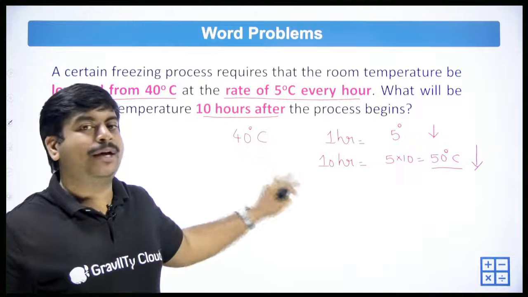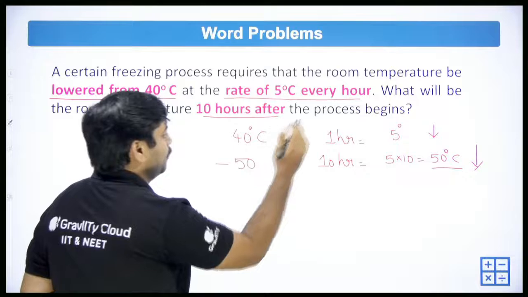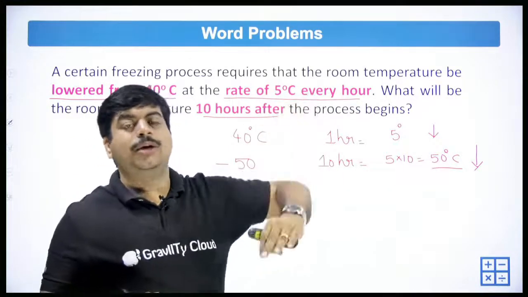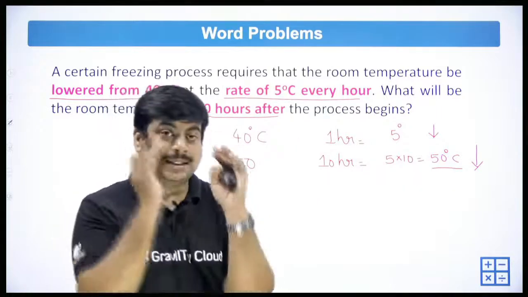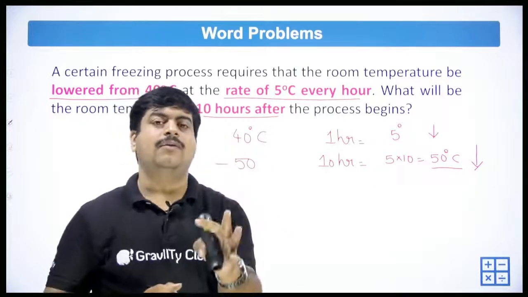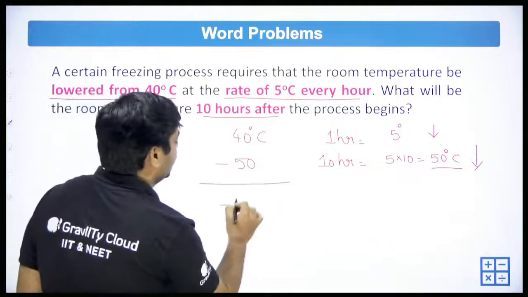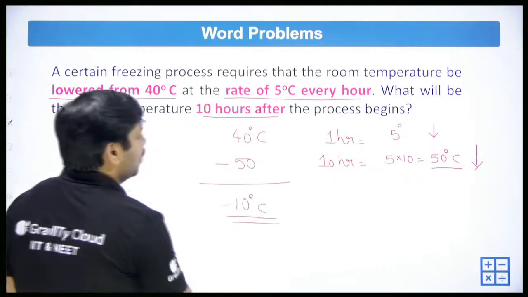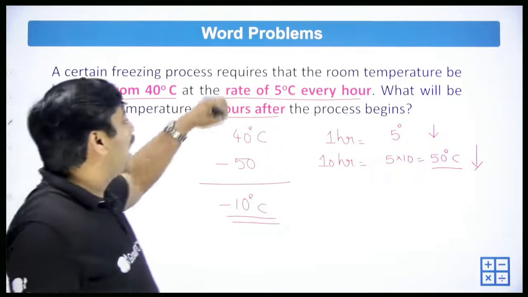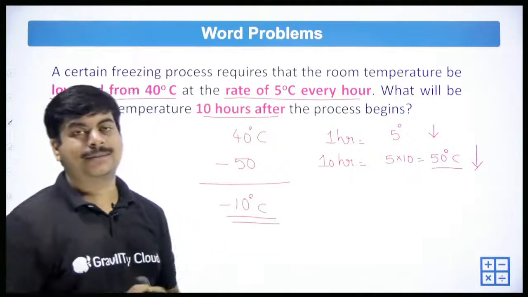What is the initial point? 40 degrees. So from 40, we are decreasing by 50. You should not go up because you are not increasing, you are lowering. Lowered means you are decreasing. That is the reason I am saying word problems are very important to understand and very easy to solve once you understand the question. So 40 minus 50 will give you minus 10 degrees Celsius. What will be the room temperature 10 hours after the process begins? It will reach minus 10 degrees.